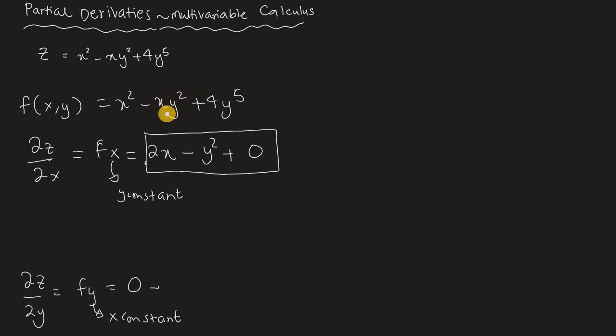And then differentiate y. So what's the derivative of y squared? It's 2y. And again, putting here the x because it's a constant, so you don't differentiate it. You just treat it like a 2, right? You just put it there because it's a constant.